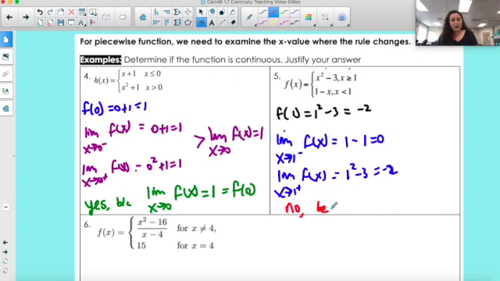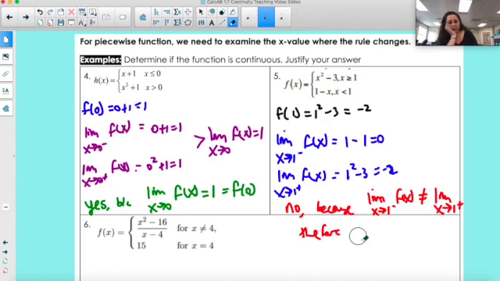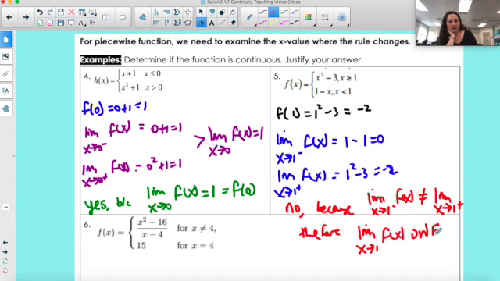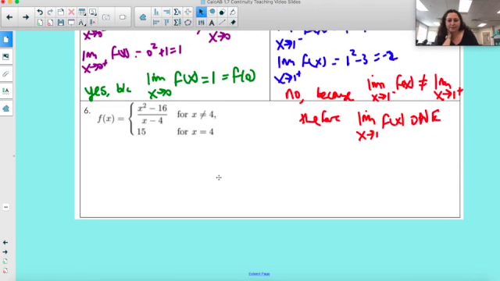No, because the limit as x approaches 1 from the left does not equal the limit as x approaches 1 from the right. Or you could say, maybe, and therefore, the limit as x approaches 1 of f of x does not exist. That's D-N-E, does not exist. All right, last one.